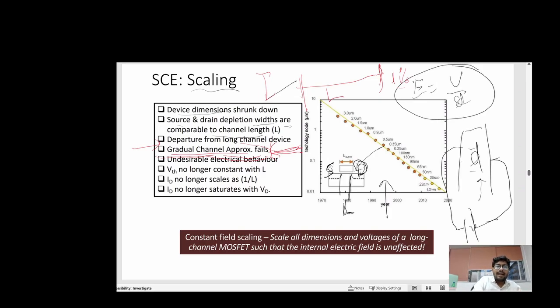And undesirable electrical behavior. If you change the electric field or you change the voltage, that will be different from earlier. Electrical behavior in the sense your output and transfer characteristics will change. Definitely it will change because of the shrinkage of the channel. VDS is no longer constant with L, which we will see with the equations, and ID will no longer scale with 1 by L. We will see all these things.